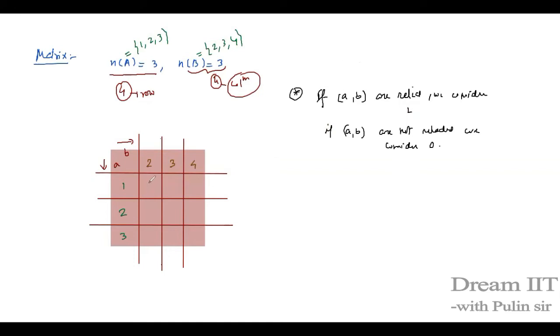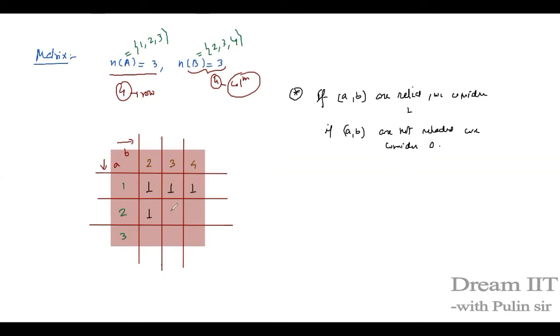So 1 and 2 are related, so I'll write 1 here. In the same go, 1 and 3 are related, so I'll write 1 here. 1 and 4 are related, I'll write 1 here. Now, once you finish with 1, you come to 2. 2 and 2 are related, so it will be 1.